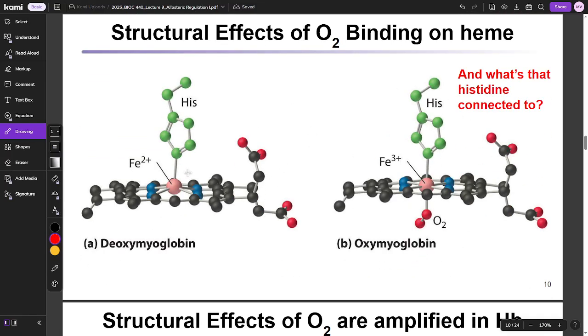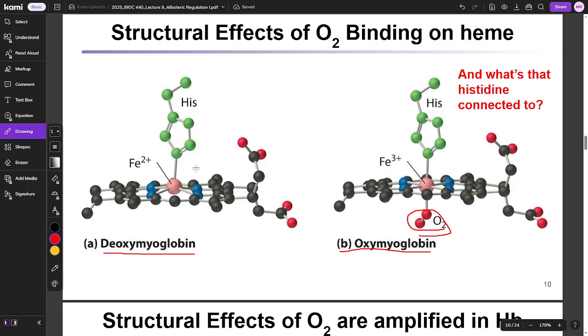This is an interesting slide. It shows you the very minute difference. You notice how this is a little bit more triangular shaped, and this is a little bit more flat, I would say. The main idea here is that this is inside of myoglobin. So this is deoxymyoglobin, this is oxymyoglobin. O2 right here forms a sort of coordination complex with the iron.